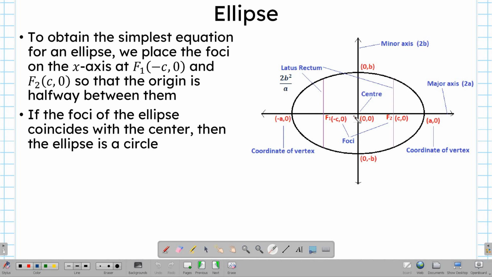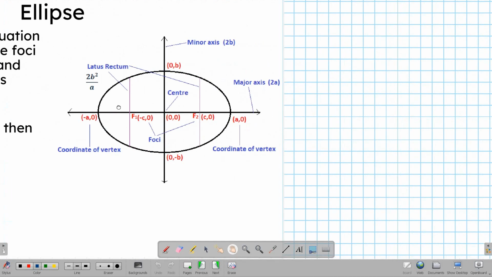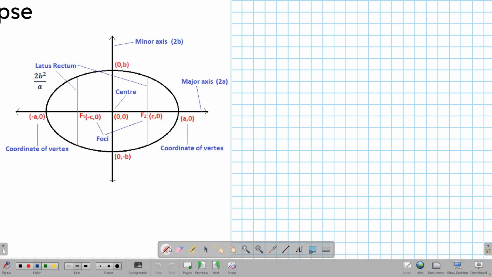So, based on the definition that we had a while ago, we are told that the distance of any point P on the ellipse from F sub 1 plus the distance of that same point P from F sub 2 will always be that constant. Let's have the constant M. So the question is, what is that constant M that we need when we derive the simplest equation for an ellipse?